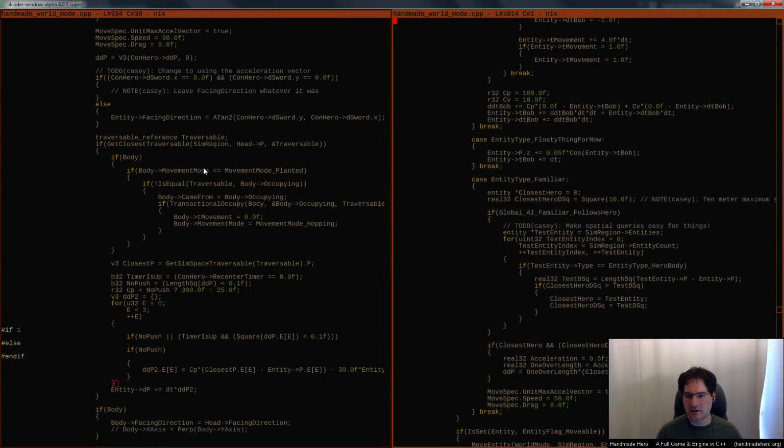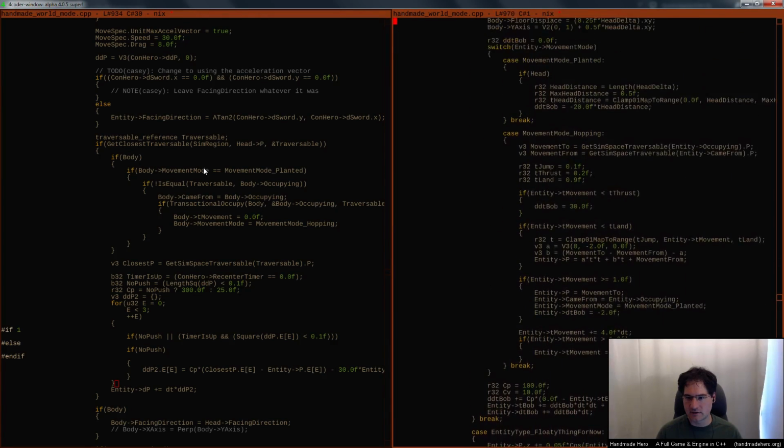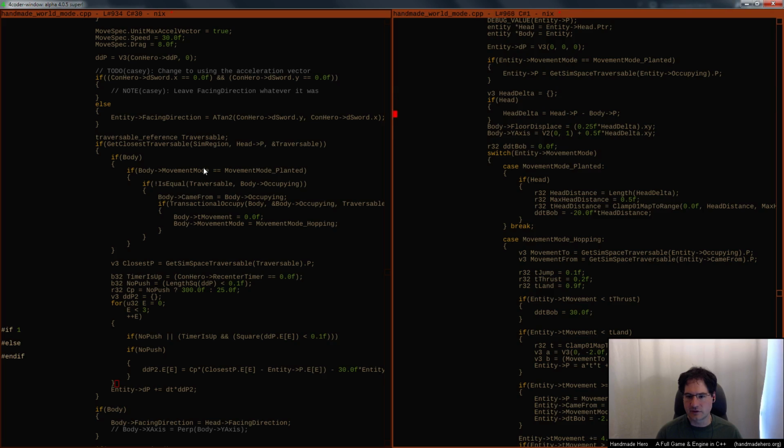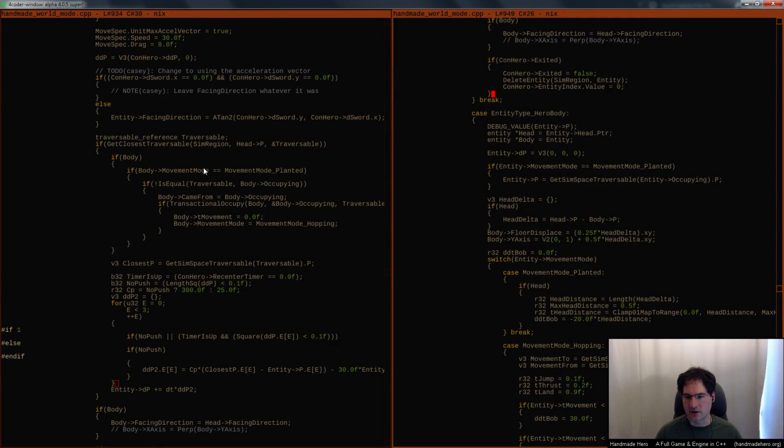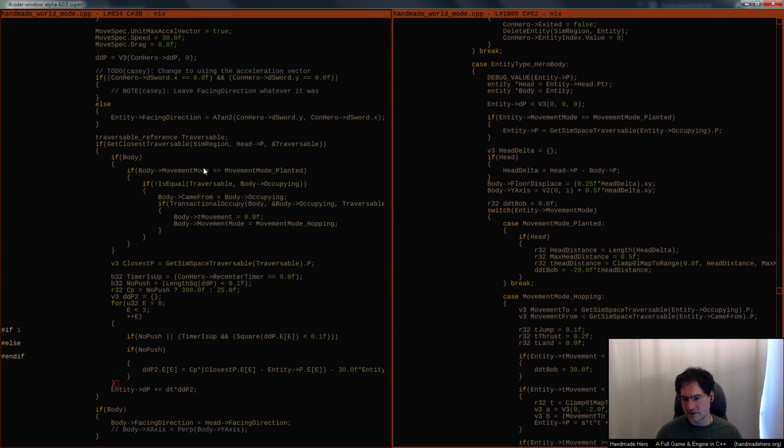And let's see here. What have we got here? T-thrust, this whole thing. So let's take a look at this whole thing here, the hero body code, right? You can see here that if the movement mode is planted, we pin it to its occupying square, right? We take a look at this head delta, and that head delta thing is obviously a little bit specific to paired entities, right? But the rest of this isn't so much, right?